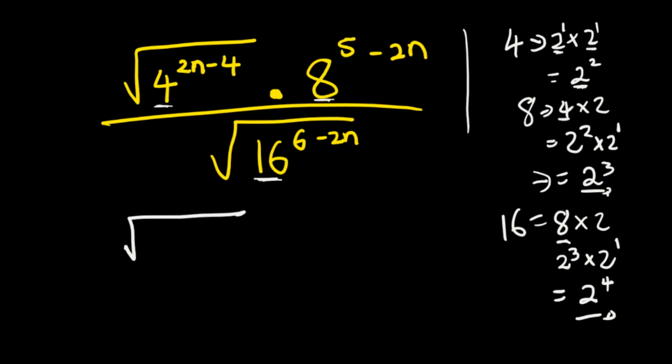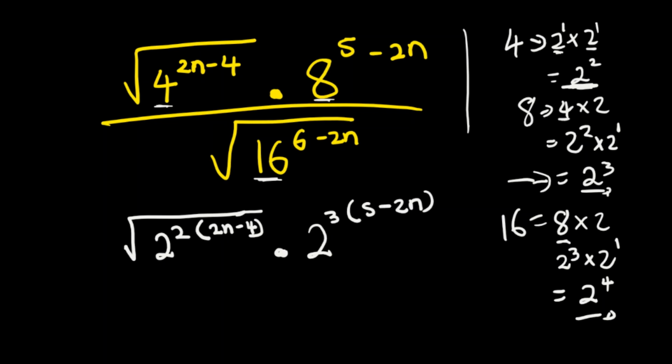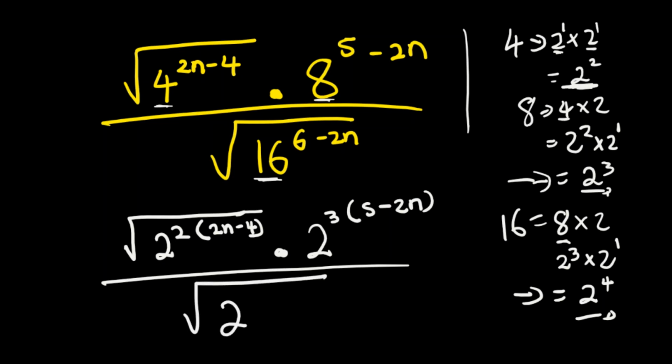So it's going to be the root of, for 4, we said it's 2 to the power of 2. So it's going to be 2 to the power of 2 multiplied by 2n minus 4, right? Don't forget that. Multiplied by 8, we said it's 2 to the power of 3. So it's 2 to the power of 3 multiplied by 5 minus 2n. Divide by 16, we said it's 2 to the power of 4, so it's going to be the root of 2 to the power of 4 into 6 minus 2n, right?